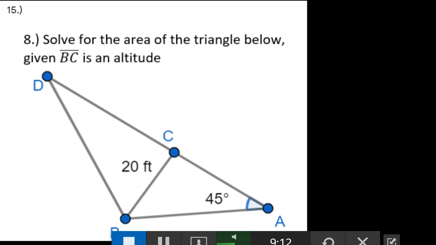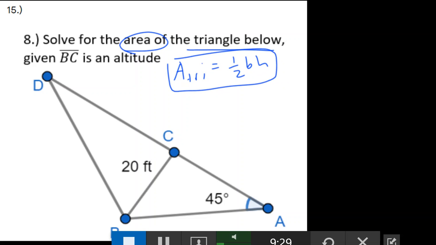Okay, here we have our final problem. It says solve for the area of the triangle below. So we're going to have to know some things. At the very end of this, we'll have to use the area of a triangle, which is equal to 1/2 the base times the height. Okay, so that's something to keep in mind.